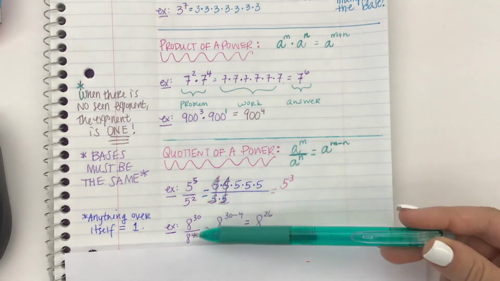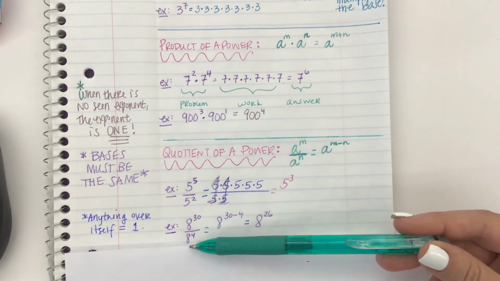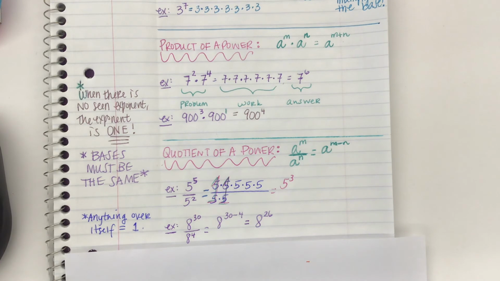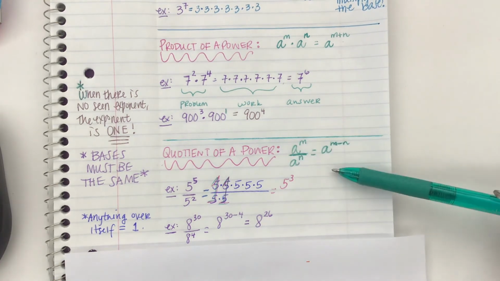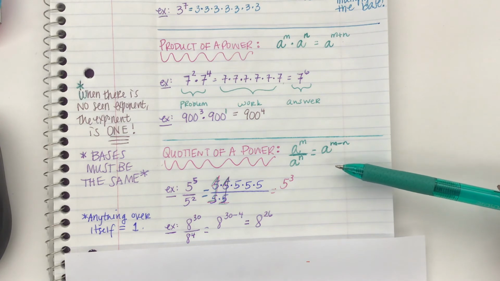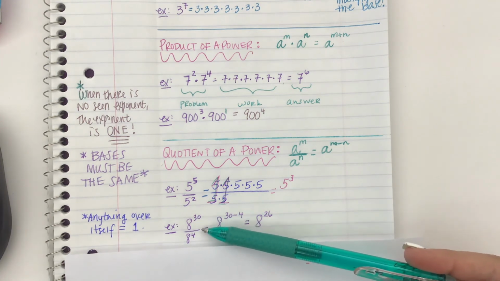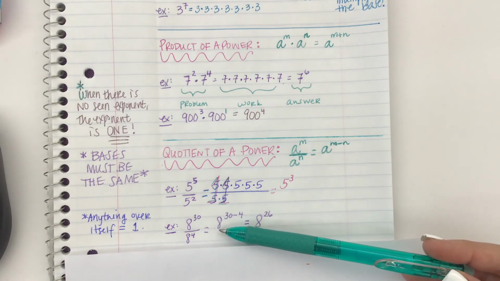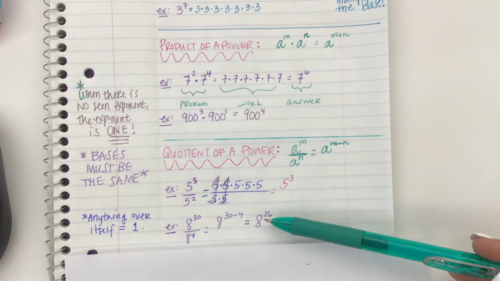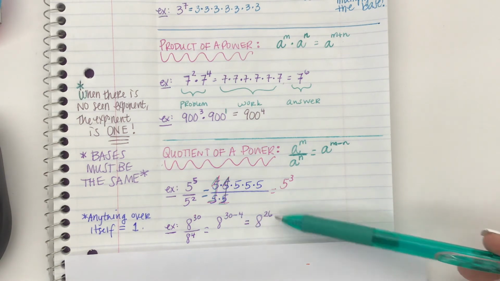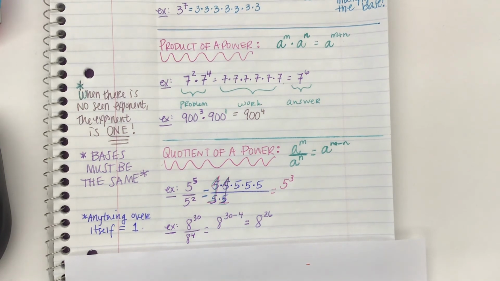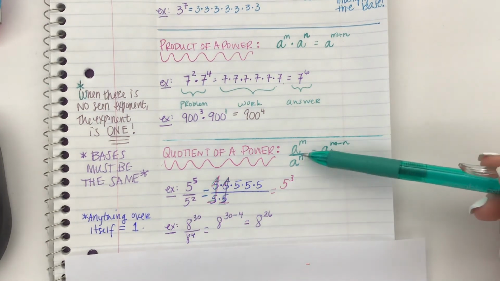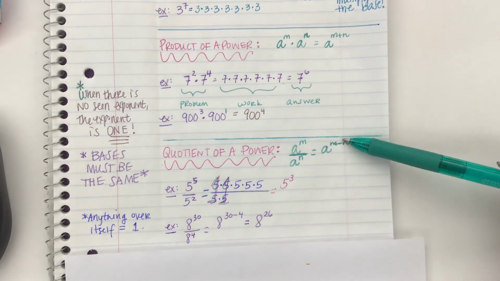All right, next example: 8 to the power of 30 over 8 to the power of 4. If we use our rule, which is right here, what do you do with these exponents when you see this division sign? You subtract your exponents. So that really equals 8 to the power of 30 minus 4, which is 8 to the power of 26. No, I don't want you to tell me what 8 to the power of 26 is, because that's a really big number. I just want you to simplify this expression right here. So when you see this, you know you're going to need to subtract.